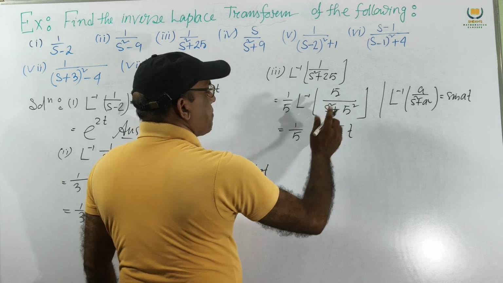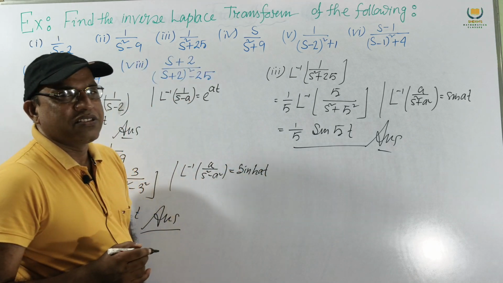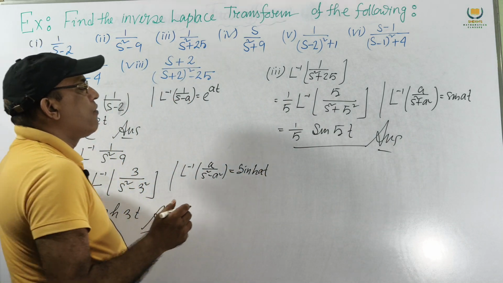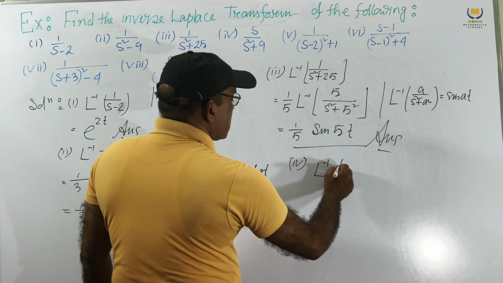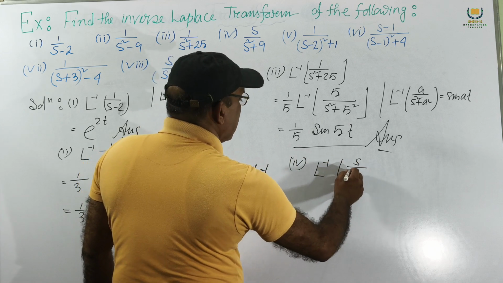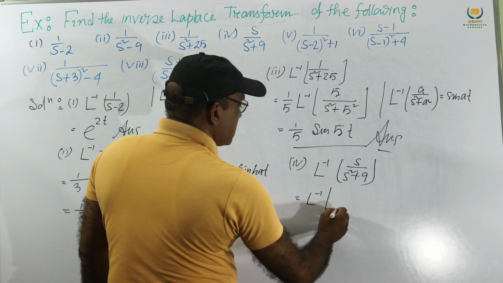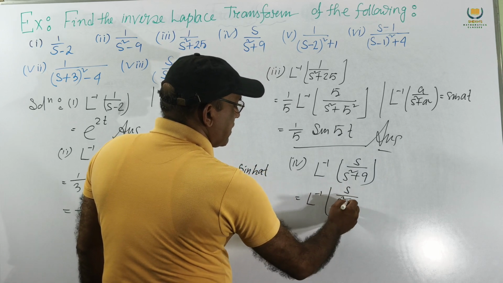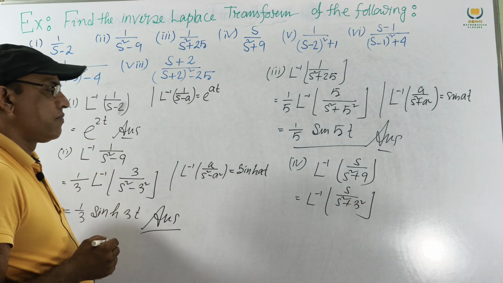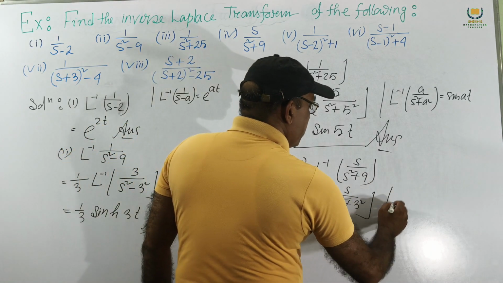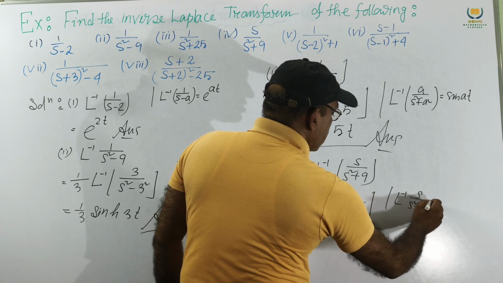Here a means 5, and this is our answer. Very easy solution. And number 4 we consider L inverse s by s square plus 9. So L inverse s by s square plus 3 square. 9 means 3 square. So direct formula we know, L inverse s by s square plus a square.